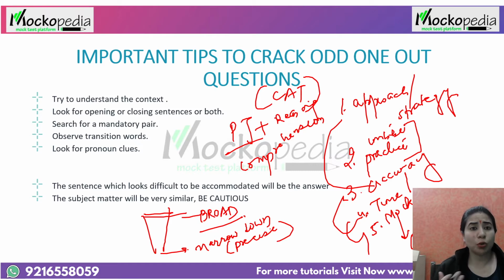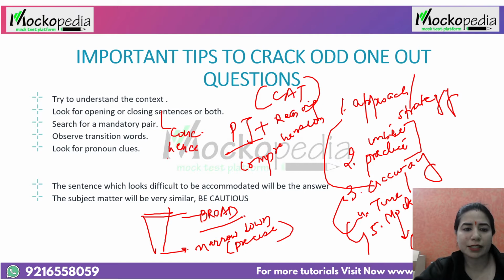So when we are looking for an opening statement, we look for a broad statement, and the closing statement will usually act as a conclusion. So you can say it's most of the time a conclusion. You can look for words like hence, therefore, as a result, so that you are able to understand that the author is trying to bring the discussion to an end.